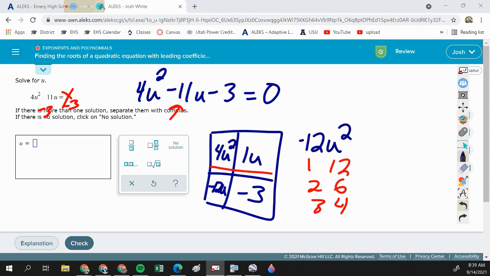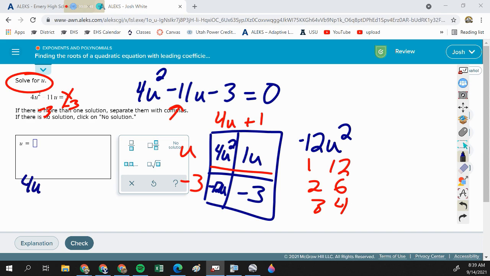These share a u. And if I take a u out, I get 4u plus 1. And on the left side, I get u minus 3. Am I done, or do I need to find the u equals? Yeah, this one wants you to solve.